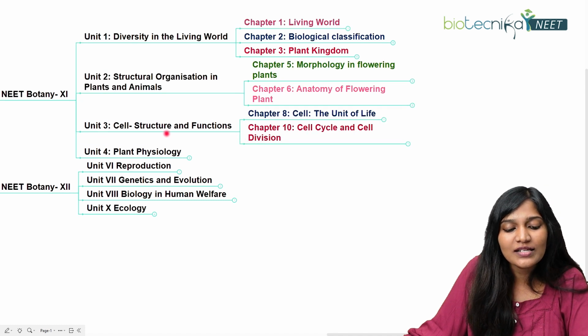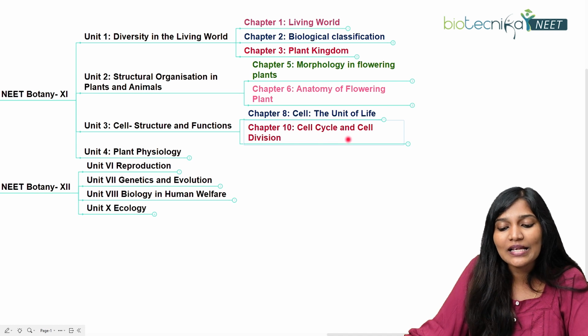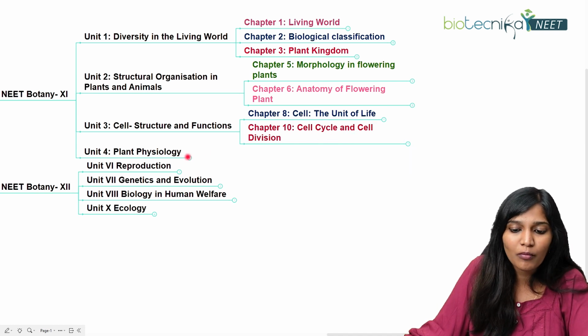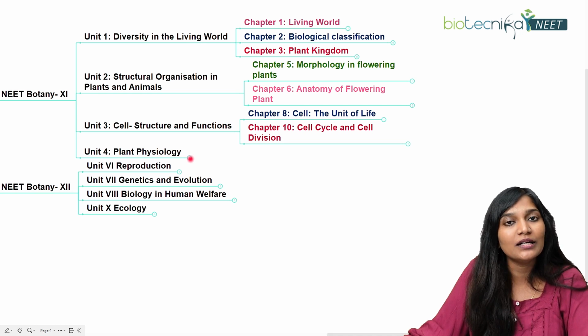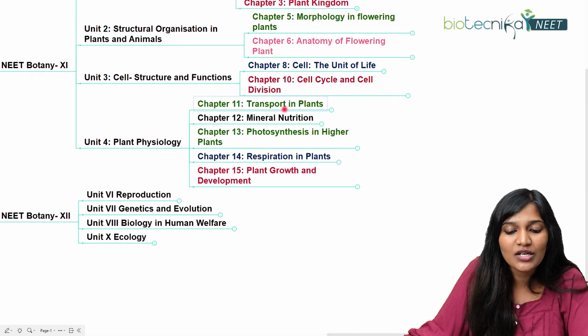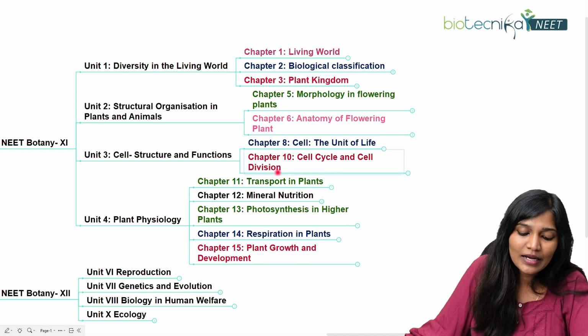And the third unit is cell structure and function. Here you have the cell, the unit of life, and cell cycle and cell division come under botany. The next one is plant physiology. Most of the questions in botany come from plant physiology. You can see transport in plants, mineral nutrition, photosynthesis, respiration, plant growth and development. So these are plant physiology.